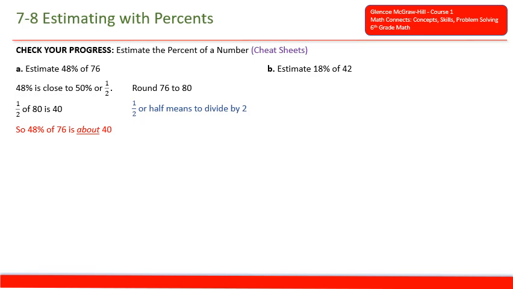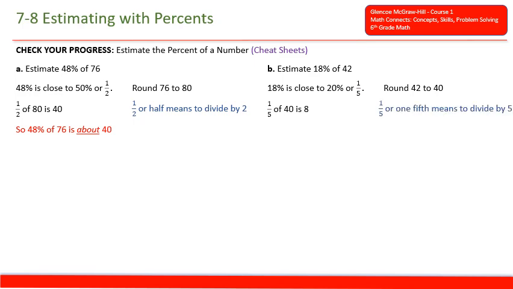Estimate 18% of 42. 18% is close to 20% or 1/5. Round 42 to 40. And we have 1/5 of 40 is 8 because 1/5 means to divide by 5. So 18% of 42 is about 8.